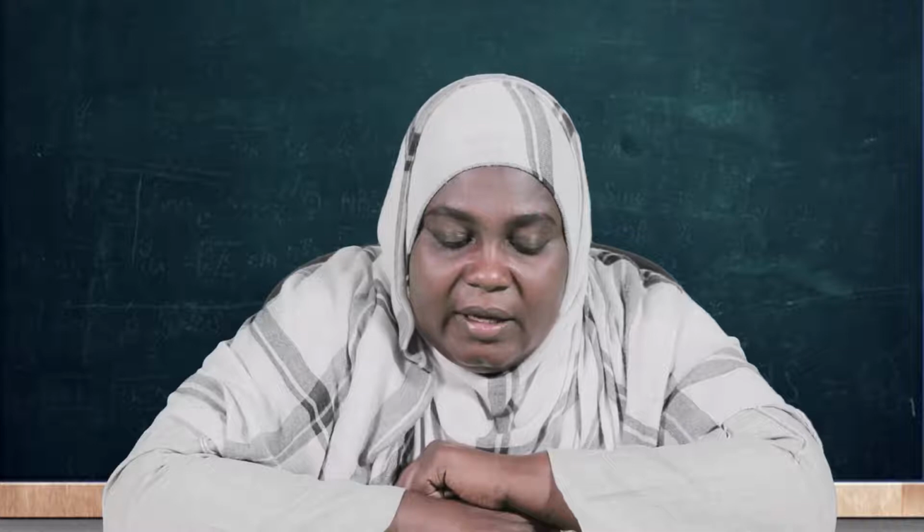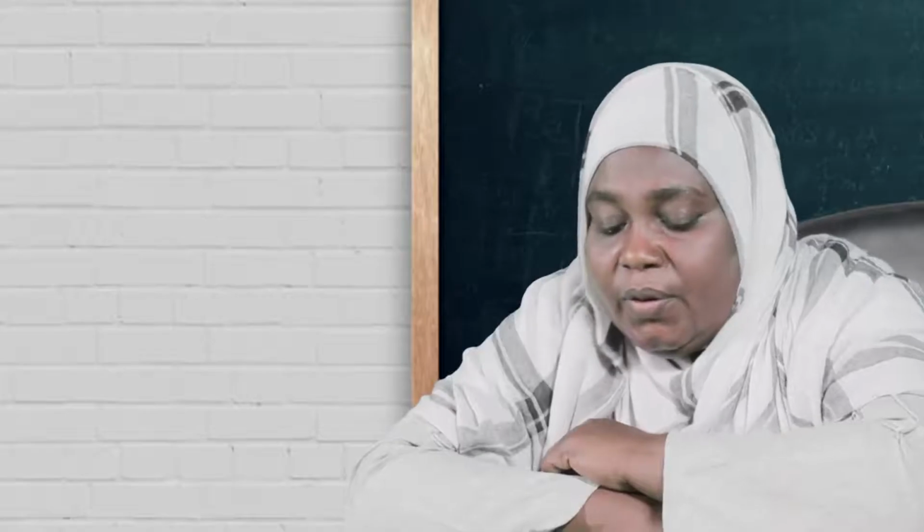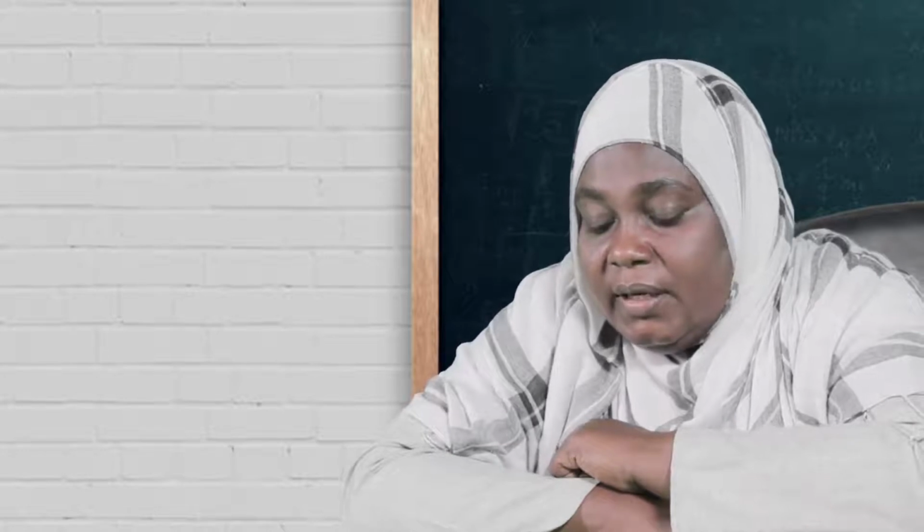Now in exercise B, ask and answer these questions on page 15. 1. Where did Issam spend his holiday? Look at this question. What's the tense used here? It is the past simple tense. Where did Issam spend his holiday? The answer must be, he spent 4 days. Where did Issam spend his holiday? He spent his holiday in Khartoum.